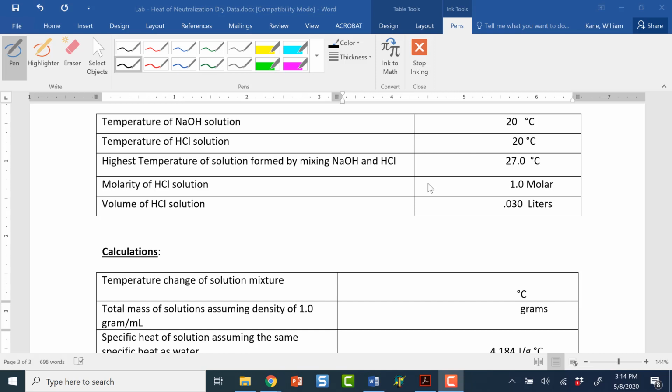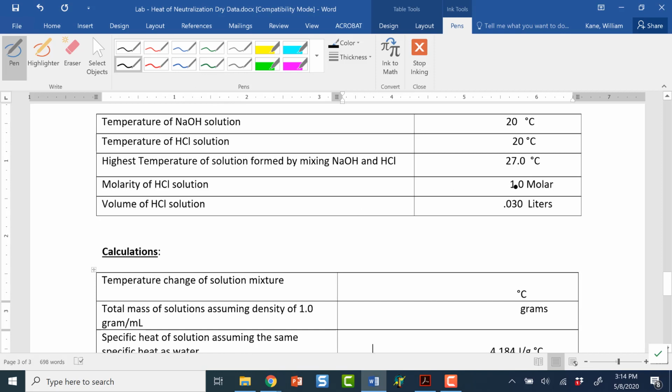A basic idea of the Heat of Neutralization Lab is that you're taking two chemicals, an acid and a base, and you're combining them together. These chemicals are reacting exothermically, and they're changing the temperature of the solution that they're in. They're increasing it because they're releasing bond energy. I think you can see this from the fact that we start both of the solutions at 20 degrees Celsius, and they wind up being 27 degrees Celsius at the end.